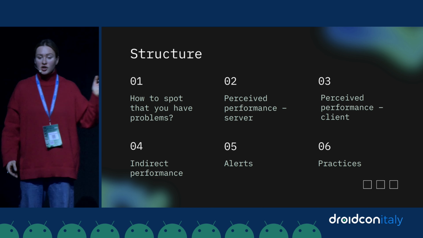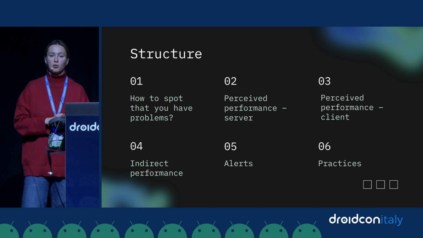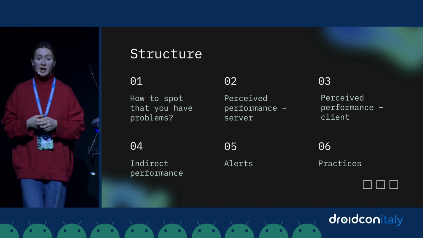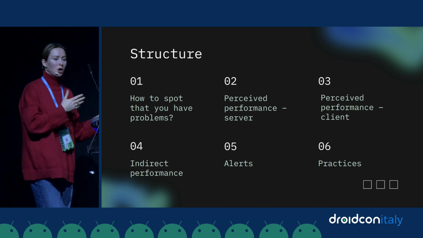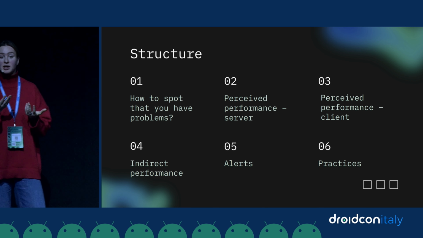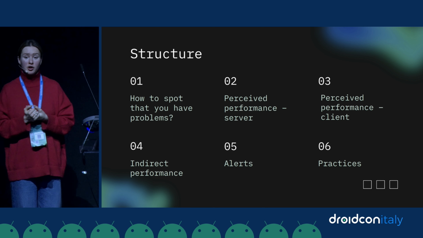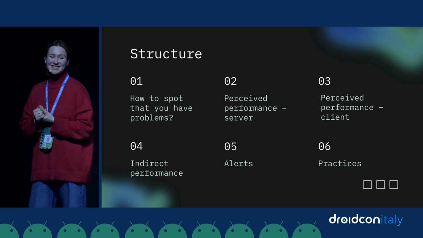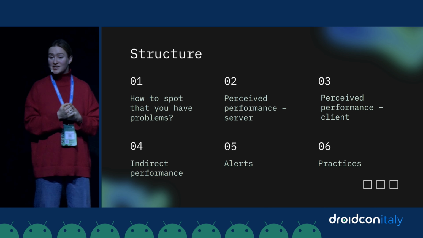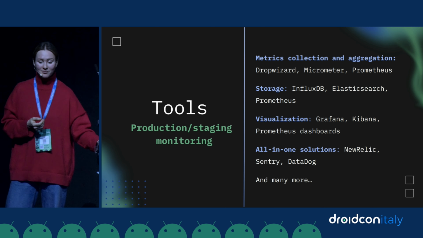And here's a brief structure of today's talk. First of all, we're going to talk about how we identify problems. Then we're going to talk about perceived performance from the server side of things. Then from the client, which includes both web and mobile. Then the factors which impact performance indirectly. Then we briefly touch on alerts, on-call duties, all those kinds of things. And then I will try to wrap up with good practices that we encountered in our own experience.